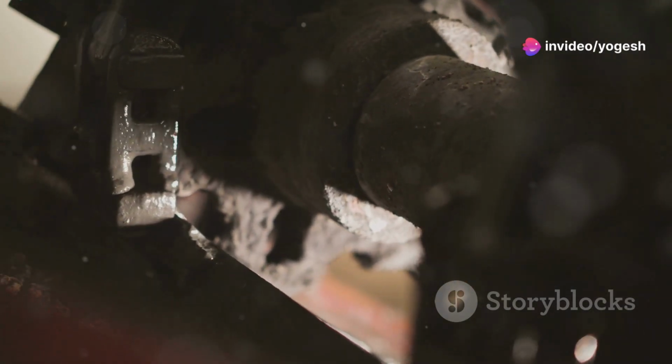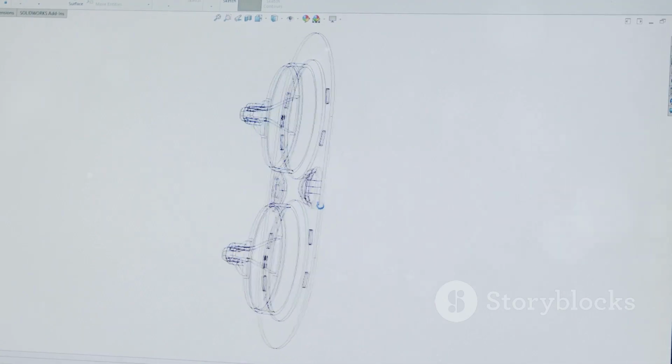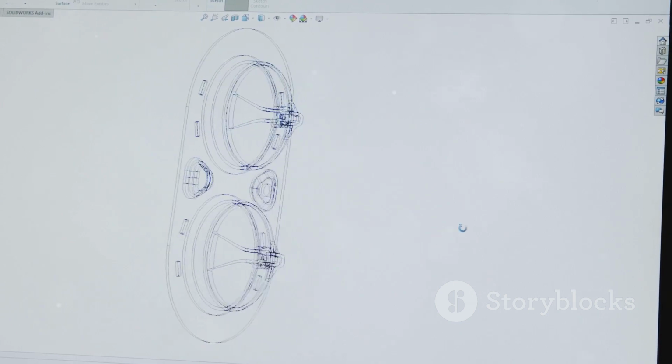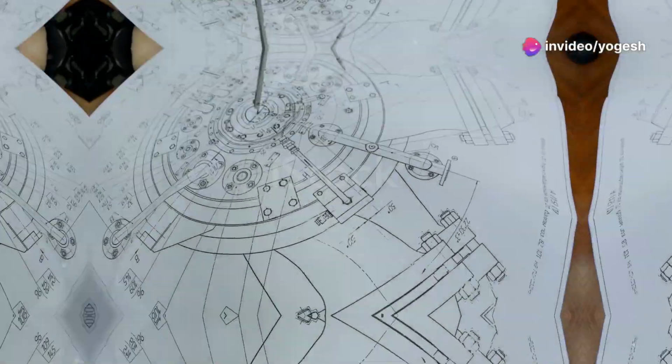Think of a shaft. A center line running along its length instantly tells us where its rotational axis lies. Center lines are crucial for aligning components, drilling holes at precise locations, and understanding the symmetrical relationships within a design.